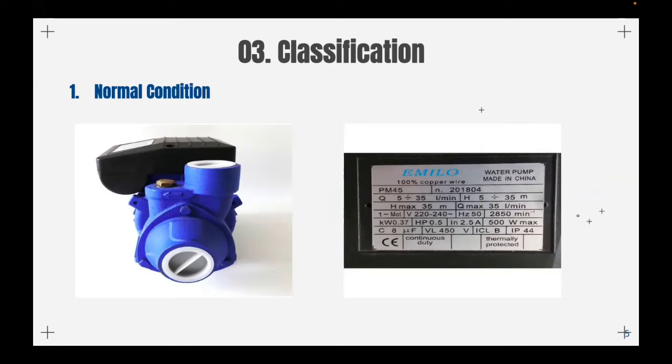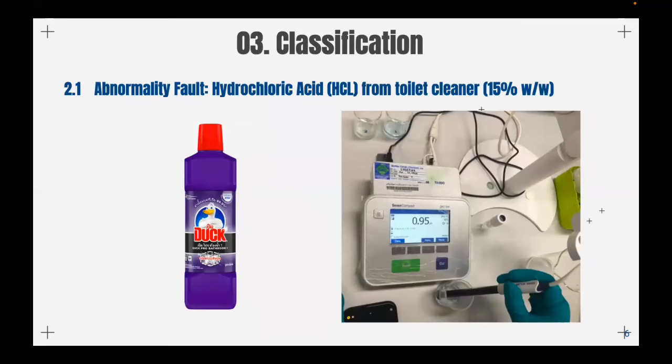First, we recorded the audio data of the pump in the normal condition, and we use it as a standard. And the next one is the abnormality fault. We used hydrochloric acid from toilet cleaner, which contains 15% weight per weight of hydrochloric acid, in the pump system. The experiment was separated by concentration of hydrochloric acid, starting from 5%, 10%, and 15% respectively, and we recorded 3 sessions for each.